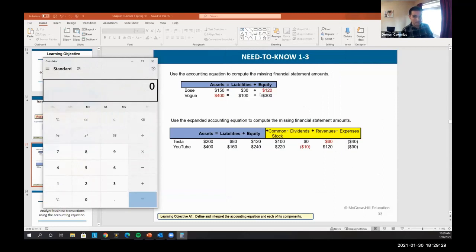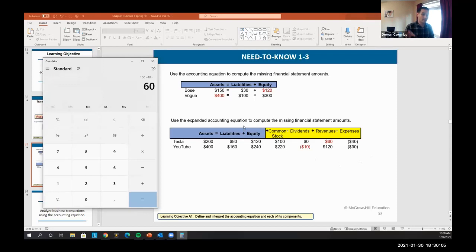Simple math, right? If I say, what are our assets when we have liabilities of 100 and equity of 300? 100 plus 300, our assets would be 400. Simple. We make it more advanced. What if our assets are 200, liabilities are 80, equity is 120, and we have common stock of 100 and expenses of 40? How do we get our revenues? We'd have to divvy up the 100. We know the 100 minus 40 is 60. That's our revenues. So it's just simple single variable equations.